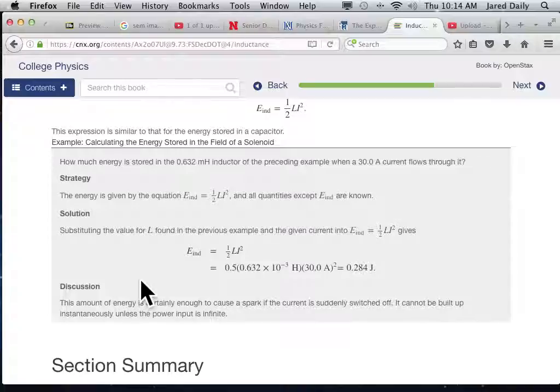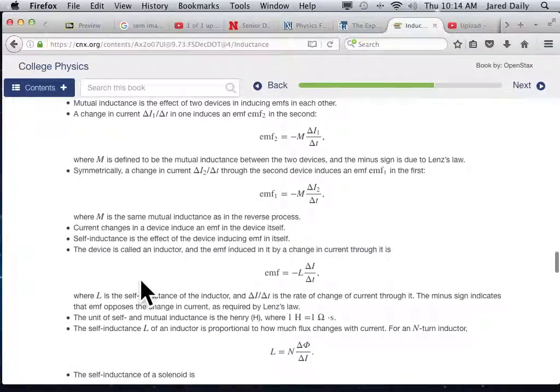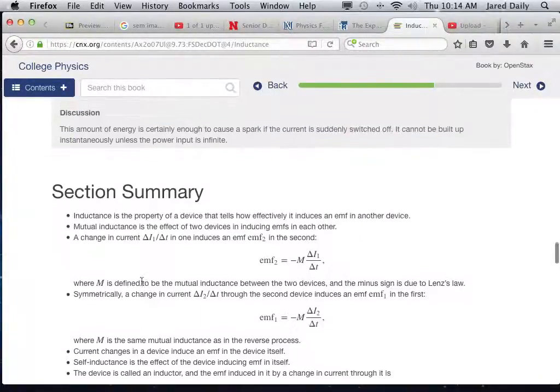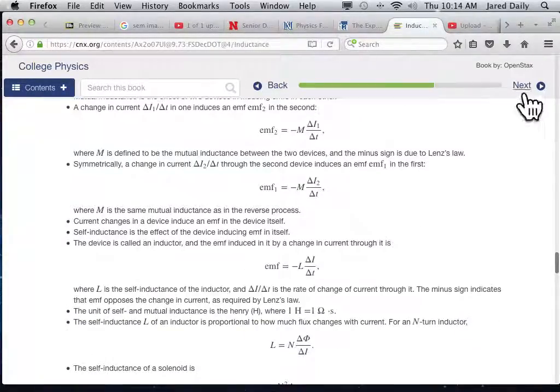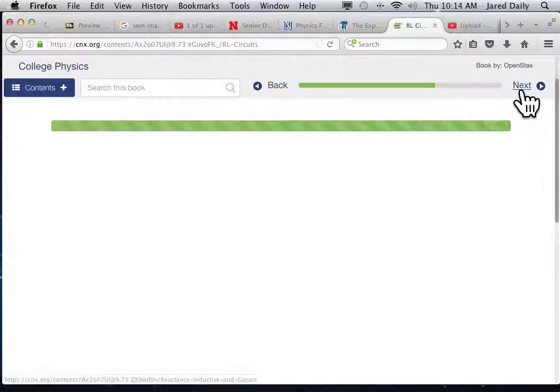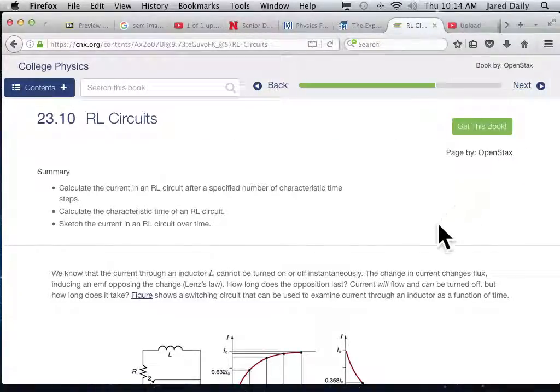Takes time for that to build up. Takes time for it to be used up, but if you force it to turn off really quickly, it'll send all that energy all at once, or as quickly as it can.